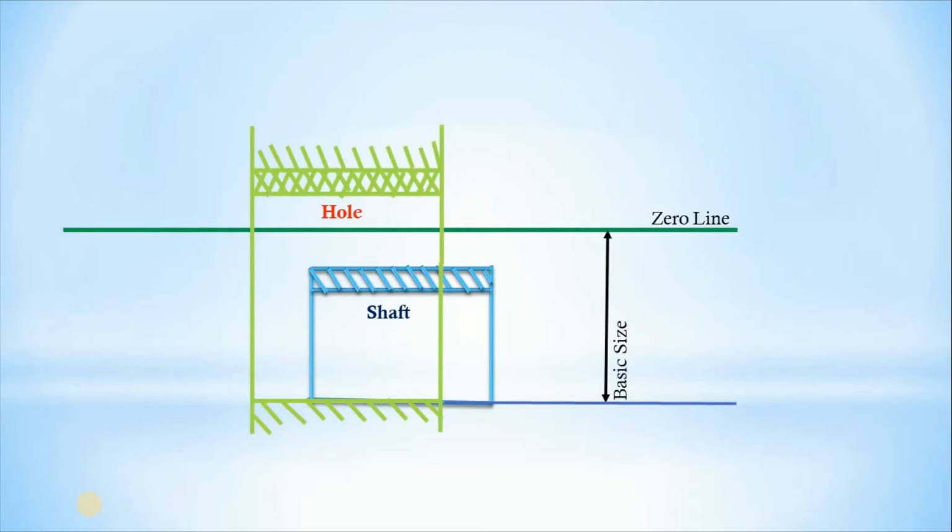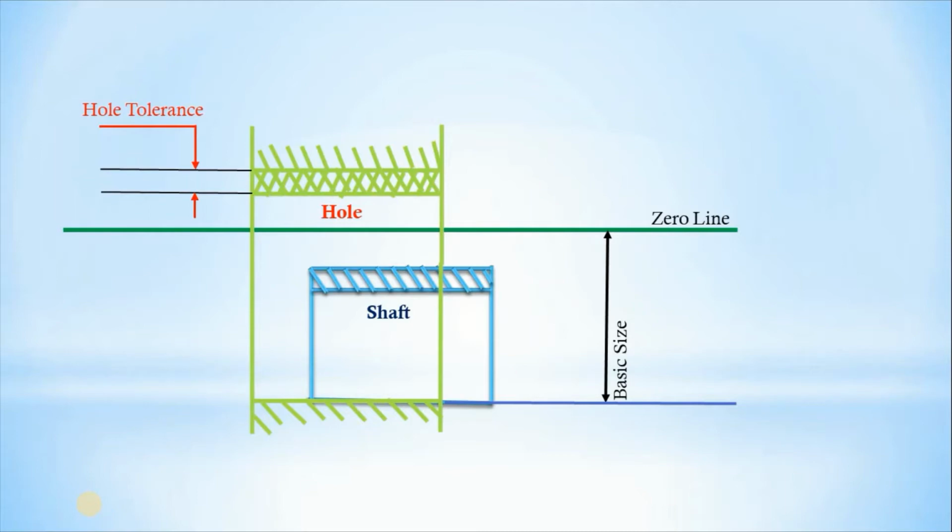Basic size is the size of a part in relation to which all limits of variation are determined. Often the basic size and nominal size of a part or dimension are used with the same sense. So basic size and nominal size are the same based on the dimensions. And as we know, we can't produce a hole of identical size every time. Based on that, we provide a hole tolerance.